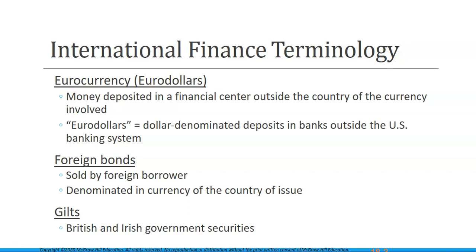Dollar denominated deposits in banks outside the US banking system. So if a person from the US deposited money in banks in Europe, Canada, Mexico, those would be called eurodollars. Foreign bonds are similar to Eurobonds, but instead of being sold in multiple countries like Eurobonds are, foreign bonds are only sold in the country that they originate from, and they are in the currency of the country of issue. Gilts are British and Irish government securities.